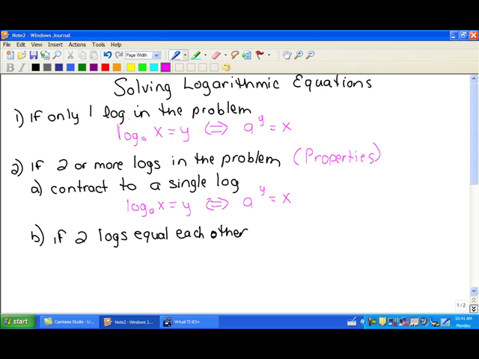If you have two logs equal to each other, we're going to use a new property. If you have log base a of a number set equal to log base a of a different number, then you can forget about the log parts and just set those two numbers equal to each other. This is very similar to the property that if u to the x equals u to the y, then x has to equal y. This property is just saying if you have two logs set equal to each other and the bases match, you can forget about the logarithmic part and just set those numbers equal to each other.